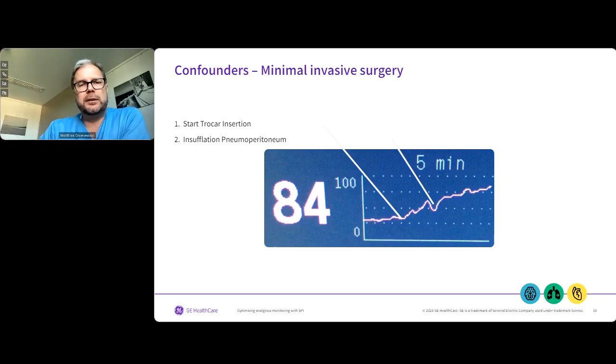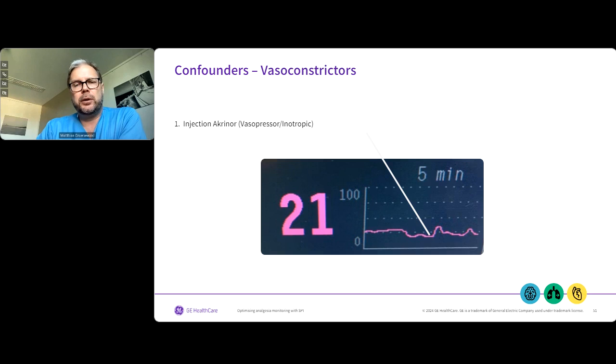Here we have a constant insufflation of the pneumoperitoneum. You also have a shift in your vascular volumes, showing an increase, just for you to know, making sure that there are disturbances.